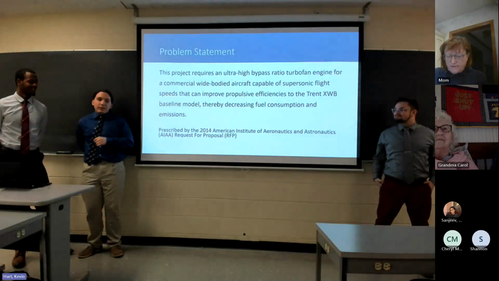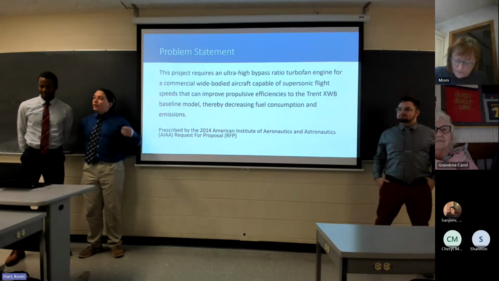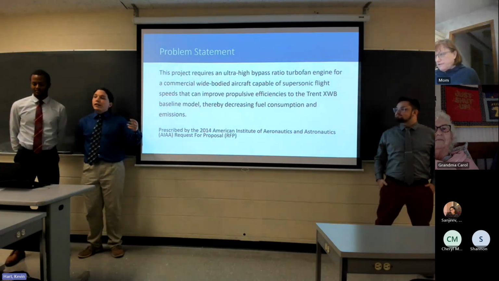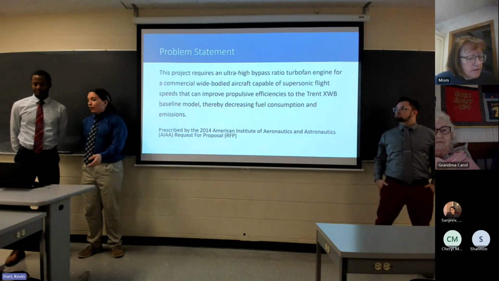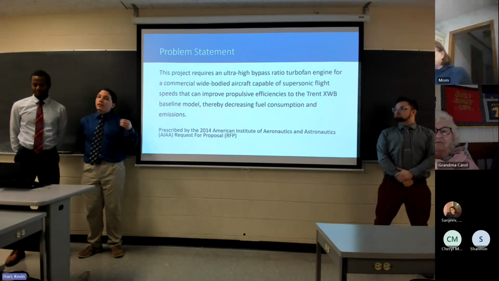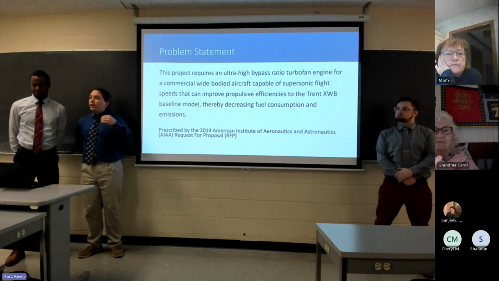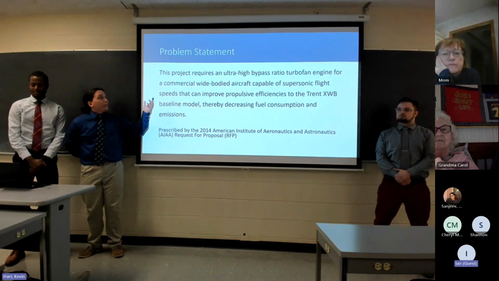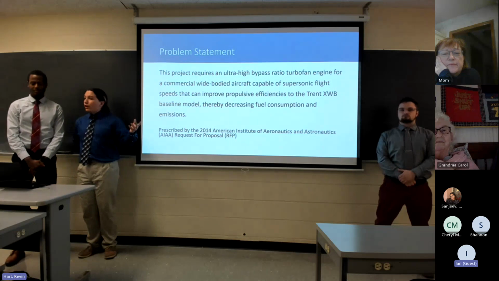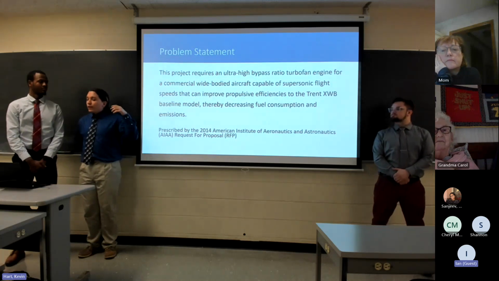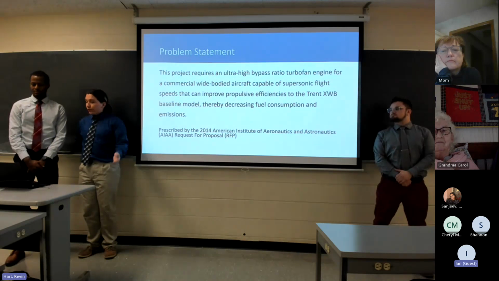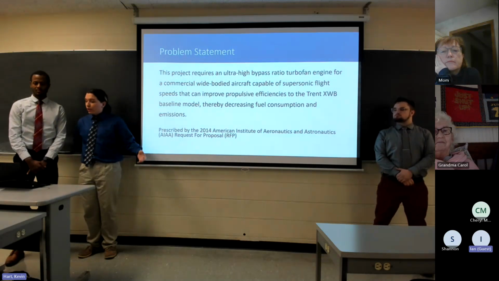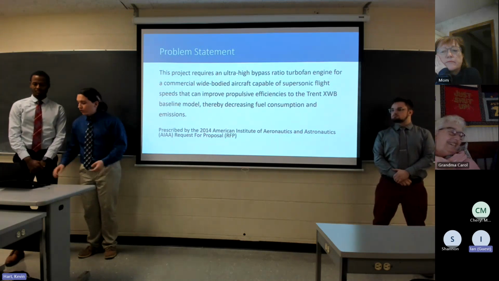So first, a little background on what our problem is and where it comes from. Typically every year, the American Institute of Aeronautics and Astronautics, otherwise known as the AIAA, will put out a request for proposal for an engine design for an aircraft for a competition. However, this year, unfortunately, they did not put one out. So we instead used one from 2014 to 2015. The problem statement from that year was that this project requires an ultra-high bypass ratio turbofan engine for a commercial wide-bodied aircraft capable of supersonic flight speeds that can improve propulsive efficiencies in comparison to a baseline Trent XWB model, thereby decreasing fuel consumption and emissions.